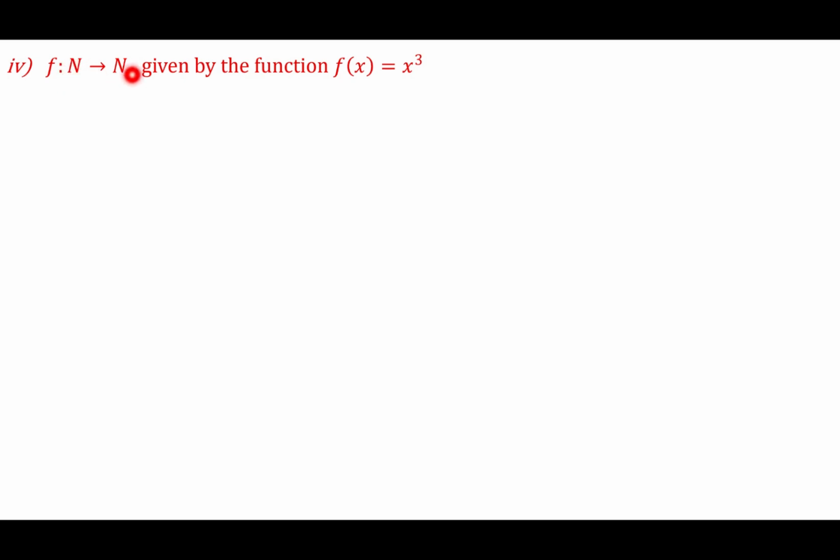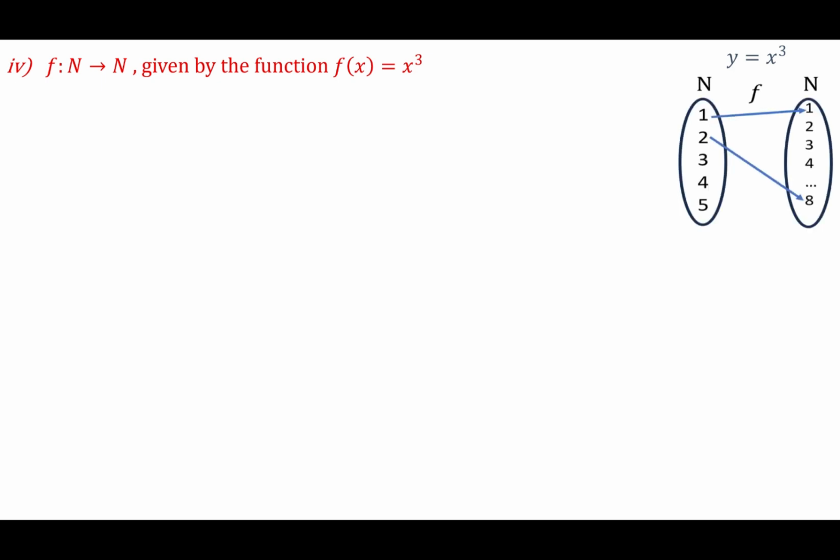f from natural numbers to natural numbers given by the function f of x equals x cube. I always recommend drawing a rough figure to understand whether the given function is 1-1 and onto. Now the given function is y equals x cube, and here all natural numbers means 1, 2, 3, 4, and so on, to all natural numbers 1, 2, 3, and so on.